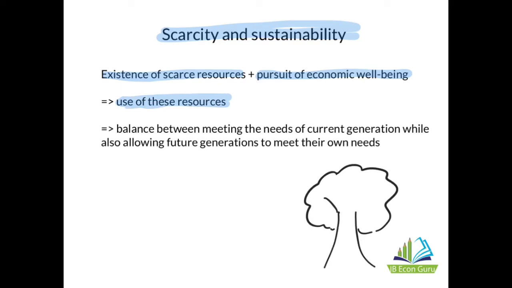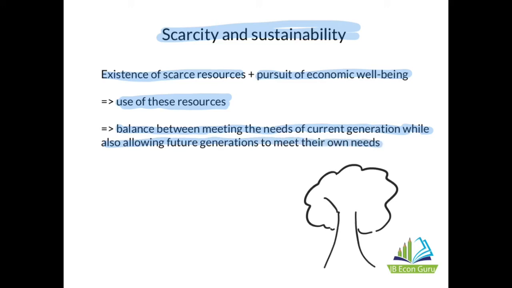If you want to buy something, you're going to spend money, you're going to spend time going to the shopping center to buy it, or even surfing through an online store to buy it. So, whenever we are pursuing our economic well being, we make choices that involve the consumption or the use of scarce resources. And this ties into the concept of sustainability. Why? Because economists are interested in studying whether or not individuals and societies can balance between meeting the needs of the current generation while also allowing future generations to meet their own needs.